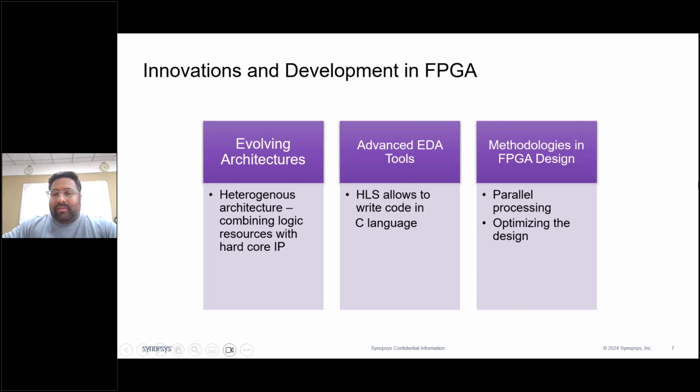Apart from that, we are also looking at the methodologies for FPGA-based designs. We are looking at how we can build the FPGA as well as the EDA tools to help you do parallel processing. So we are introducing pipelining into our designs. We are looking at how we can break down the design and run it in parallel. At the same time, the EDA industry is also looking at how we can generate optimized results.